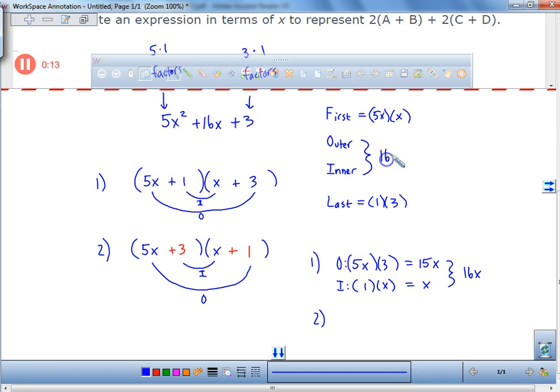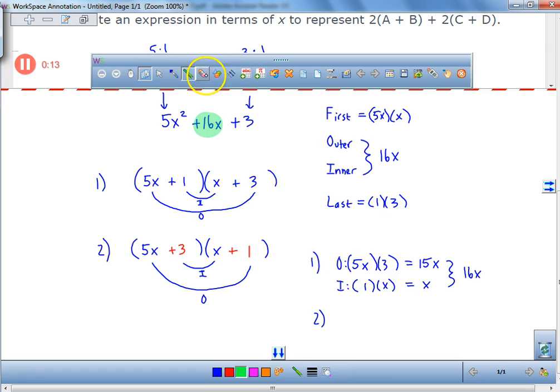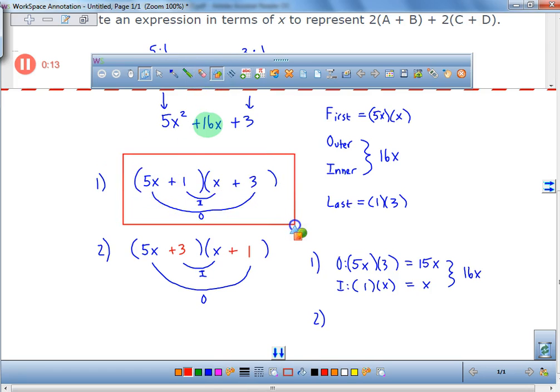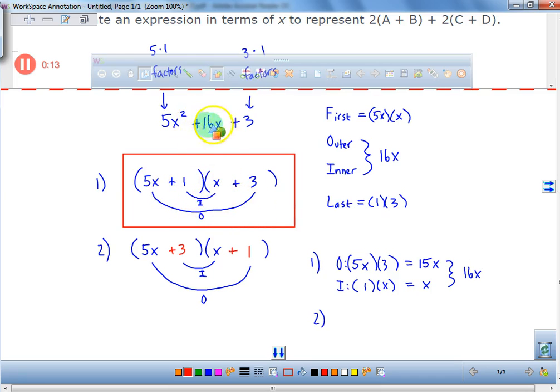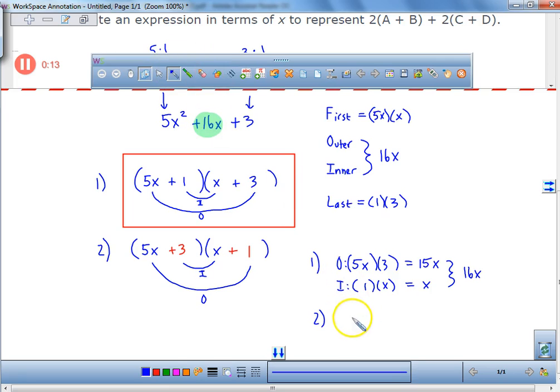And honestly, that's what we want our outer and our inner to combine to. Does everybody see that's what we wanted? Which means this is our answer, because the outer products and the inner products match that 16x that we needed. Now I'm going to do the second one. Look what the other one would yield. The other one's going to yield a different sum. So look, what are our outer products right here?